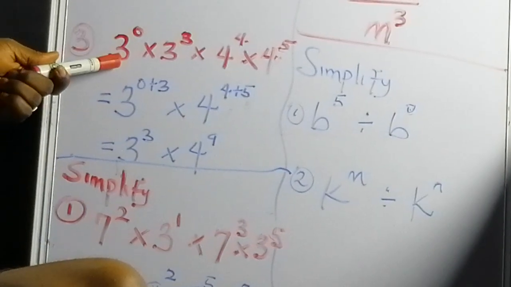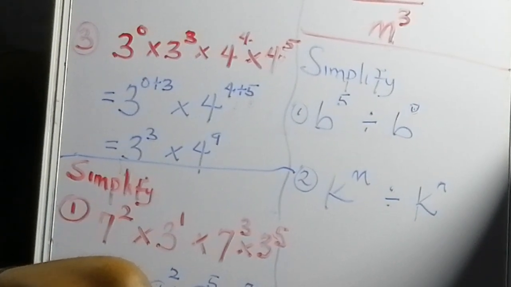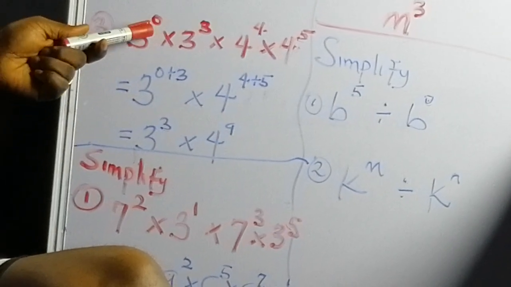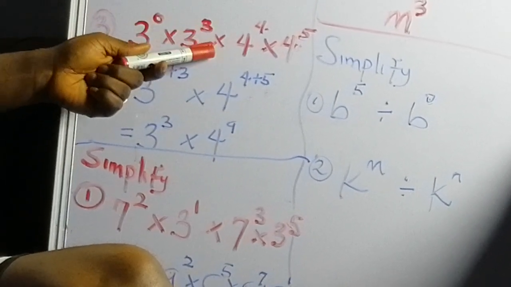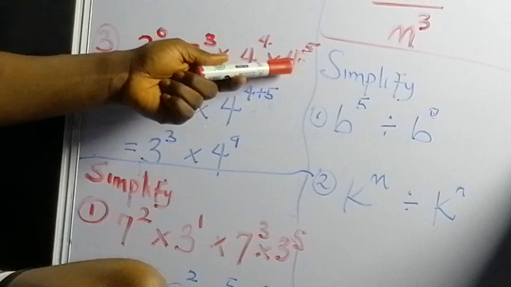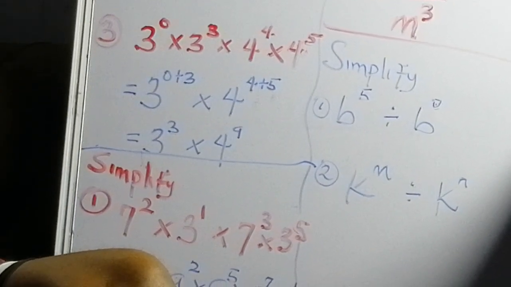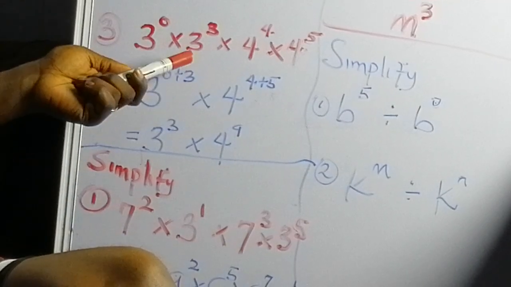So I intentionally put this here so that when you see it somewhere, you should know the interpretation of what exactly they are saying. So 3 raised to power 0 times 3 raised to power 3 times 4 raised to power 4 times 4 raised to power 5. So this is a combination of two different bases. I intentionally put this there so that I can explain it to you.